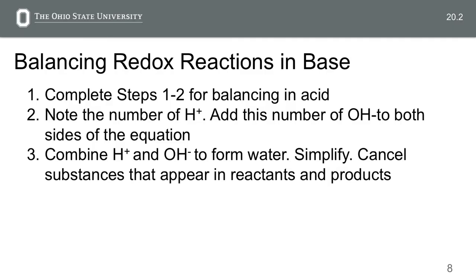Now, sometimes we want to balance redox reactions in base. So much of the balancing in base is the same step as balancing in acid. In fact, steps 1 through 2 are exactly the same. Steps 1 and 2 are writing half reactions, balancing other atoms, adding water, adding H plus, adding electrons. After you do all of that, before you add up the equations, you add OH minus to both sides of the equation to completely neutralize H plus.